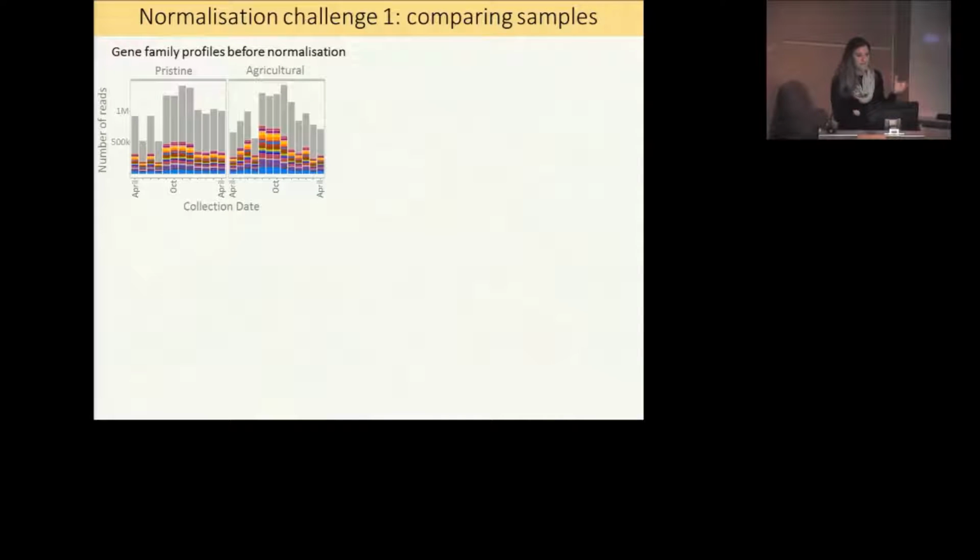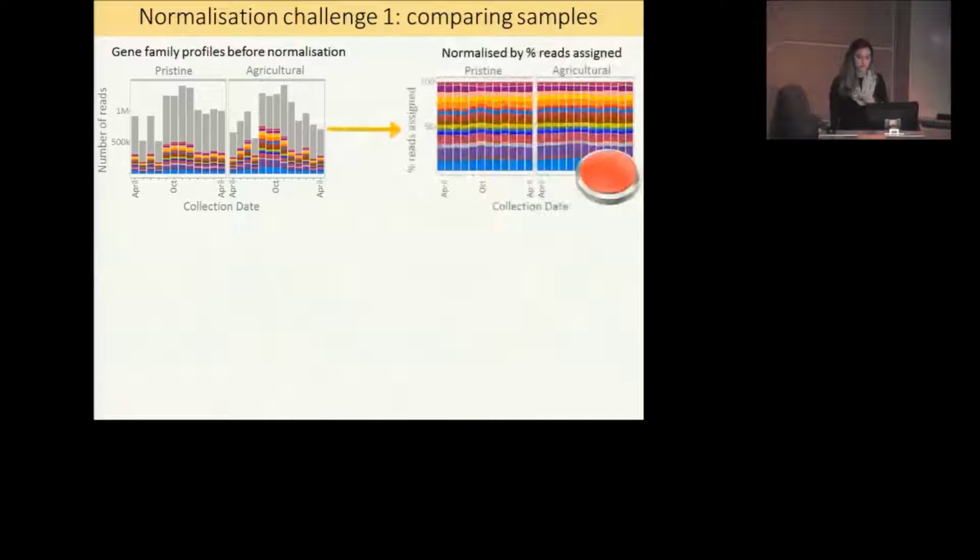From a sequencer, you're going to get different read numbers for samples just based on technical variation. So we don't want to consider that variation when we're comparing gene family abundances. So we need to normalize that variation away. One of the most popular ways to do this is to normalize by percentage of reads assigned.